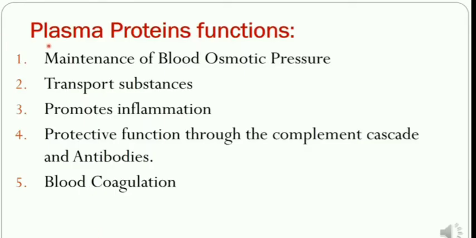Now, what are the chief functions of plasma proteins? They maintain blood osmotic pressure, they transport substances, various drugs and toxic elements, they promote inflammation, and they also have a very protective function through the complement cascade and antibodies. They play a very important role through blood coagulation.